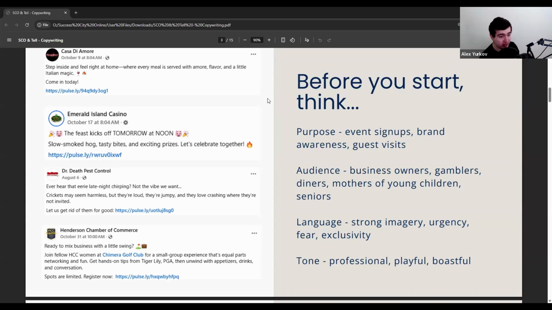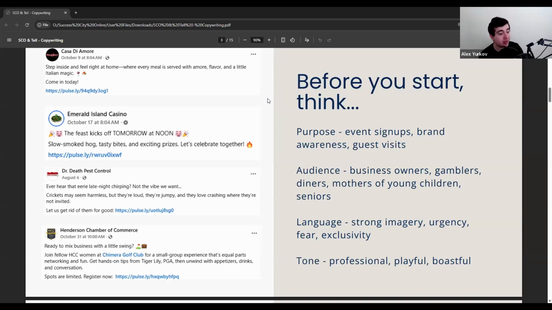When we're thinking about audience, there's a million demographics we could speak to when we're making posts, but some examples that we do often: business owners, gamblers, diners, mothers of young children, seniors. Each of those affects what words you're using and what problems you'll be solving. So that's something important to remember before you even start writing. Who's going to see this? Is it going to be seniors? I need to speak a certain way. Is it going to be teenagers? To speak another way, right?